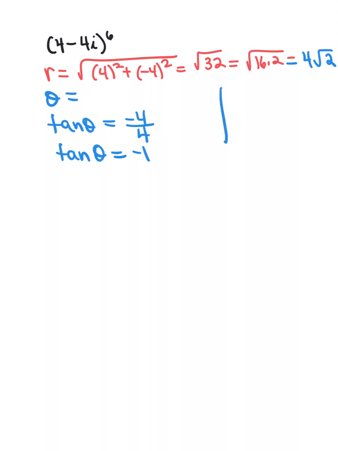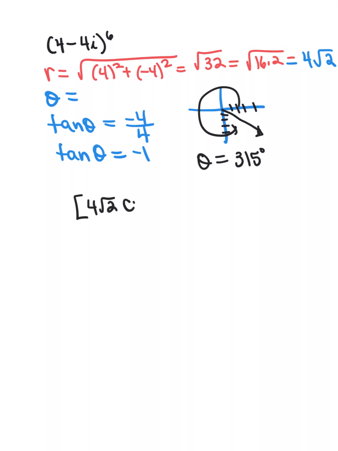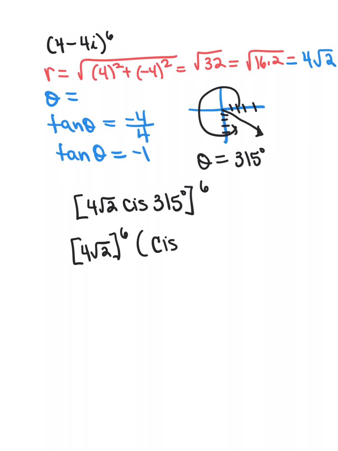So here we have x is 4 and y is negative 4, so we're in quadrant 4. Where that occurs is at 315 degrees. So writing this in trigonometric form, we have 4 square root of 2 CIS 315 degrees, and we're going to raise it to the 6. So we have 4 square root of 2 raised to the 6, CIS 6 times 315 degrees.